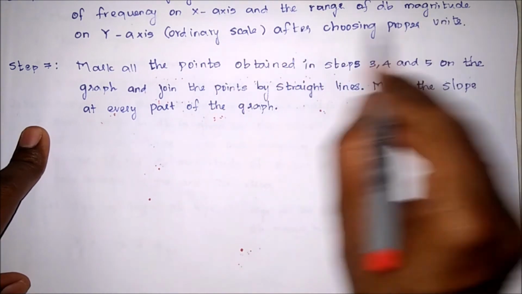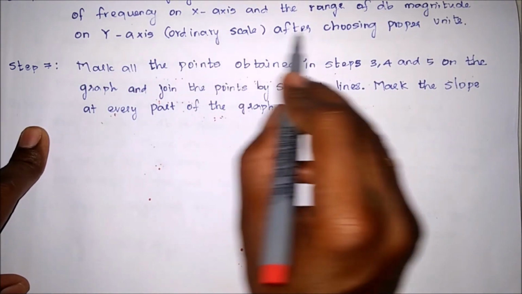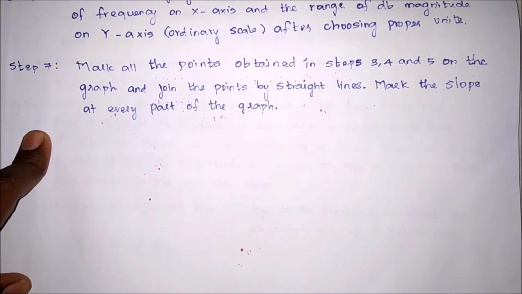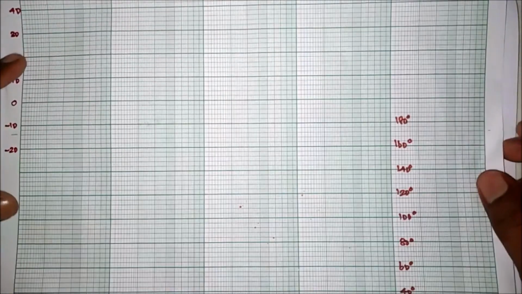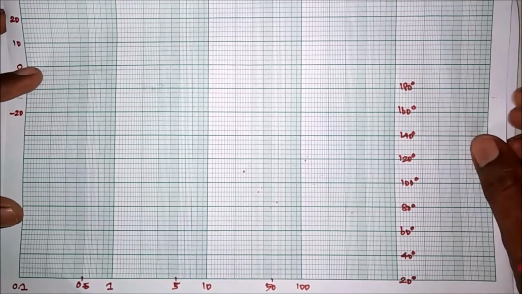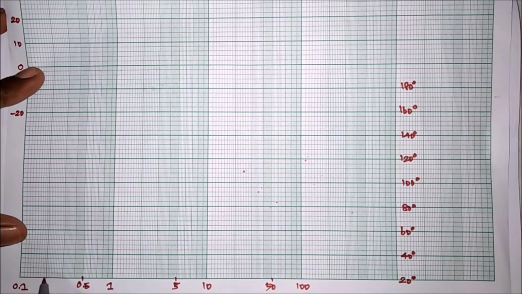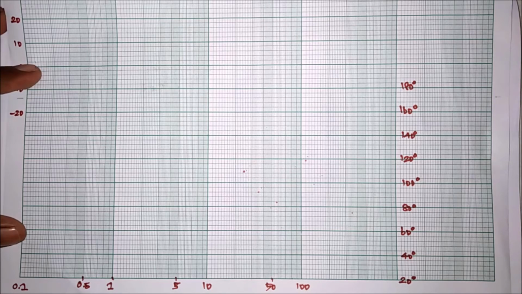mark the required range of frequencies on the x-axis and the range of decibel magnitude on the y-axis after choosing a proper unit. For example, if this is the semi-log sheet, on the x-axis suppose this is 0.1, 0.2, 0.3, 0.4, 0.5, 0.6, 0.7, 0.8, 0.9, 1, 2, 3, 4, 5, 6, 7, 8, 9, 10, then 20, 30, 40, 50, 60, 70, 80, 90, 100. So likewise it will continue.